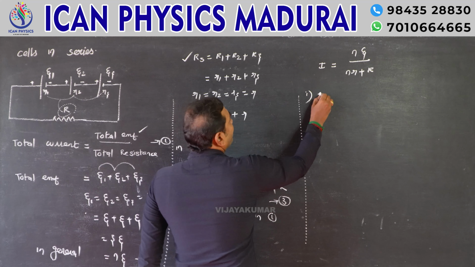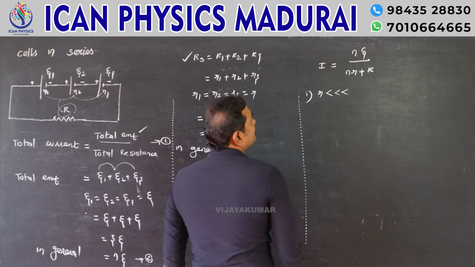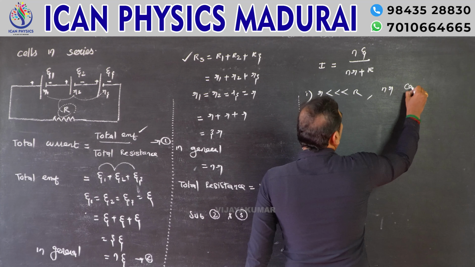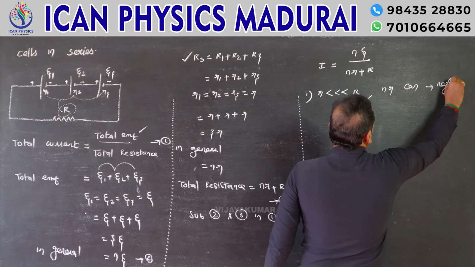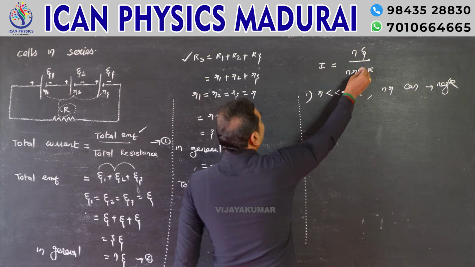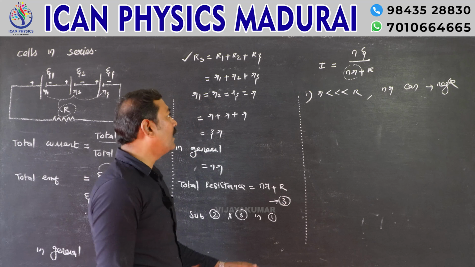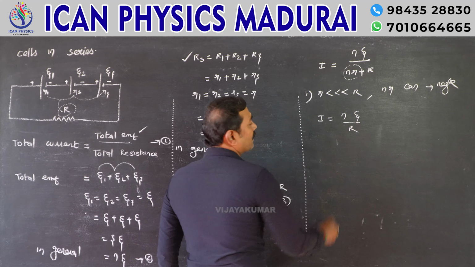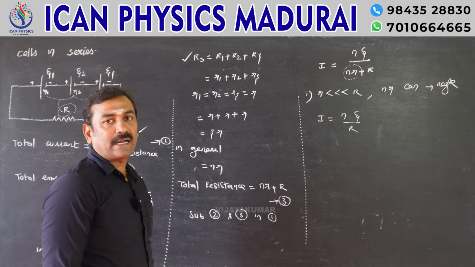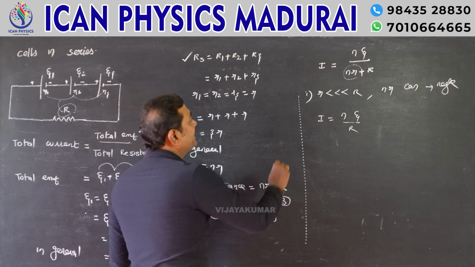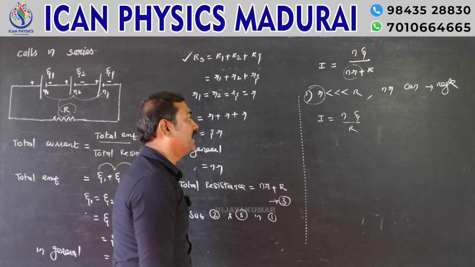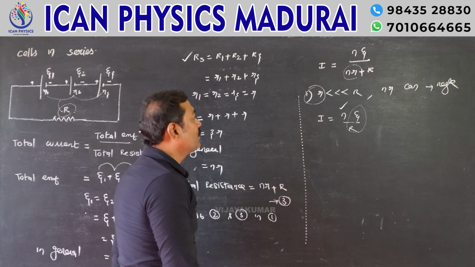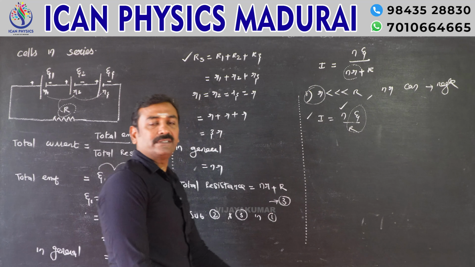In the first case, when r is much less than the external resistance R, then nr can be neglected. When we neglect nr, I equals n times psi by R. This is the ideal condition to connect the cells. Why? Because when the internal resistance is much smaller, the EMF by R is multiplied n times, so the current will be more.